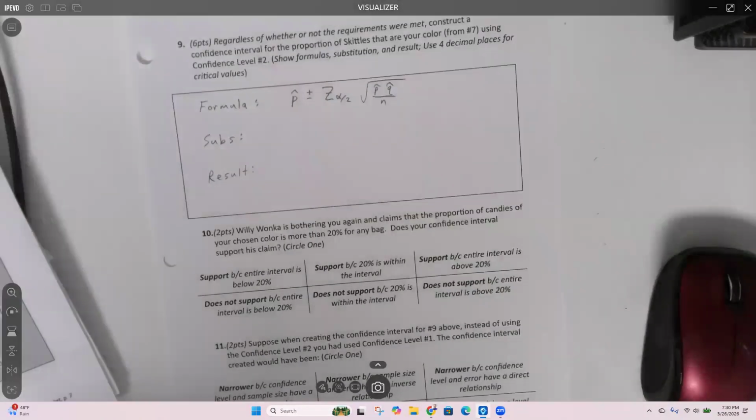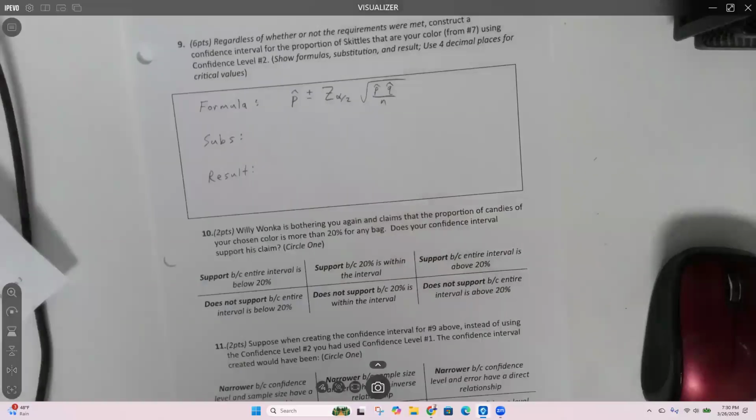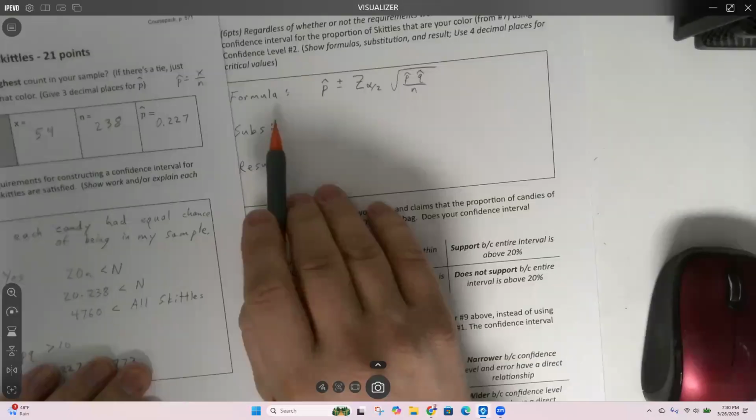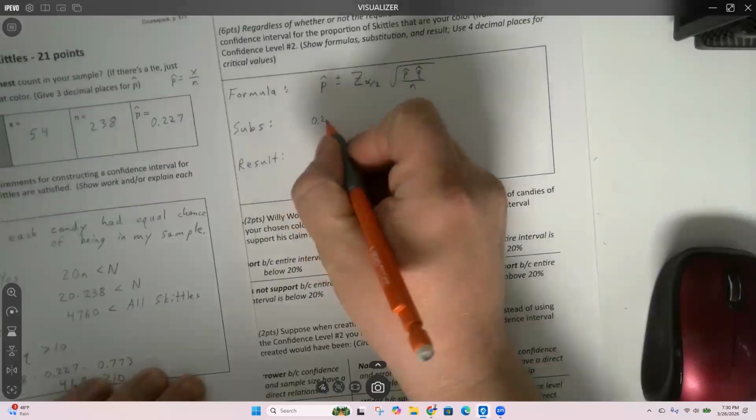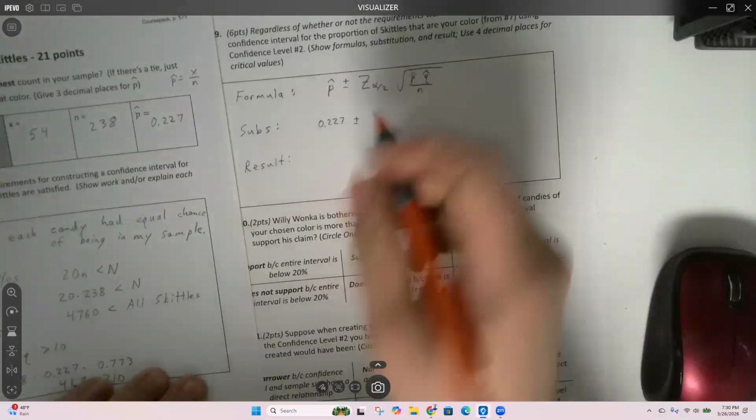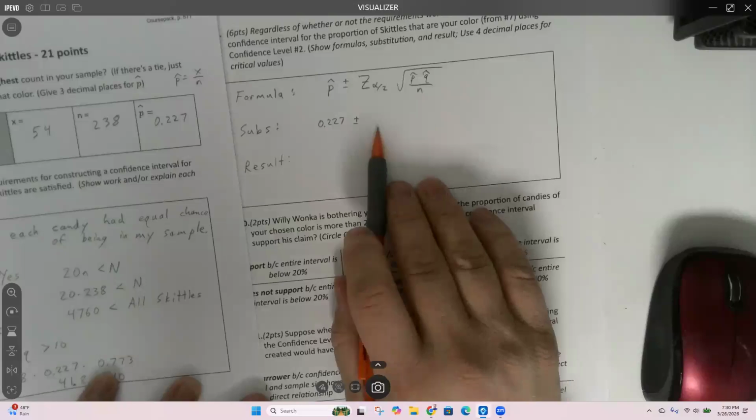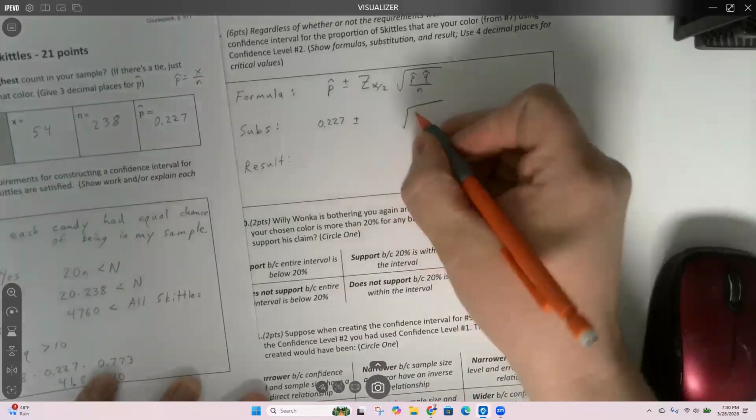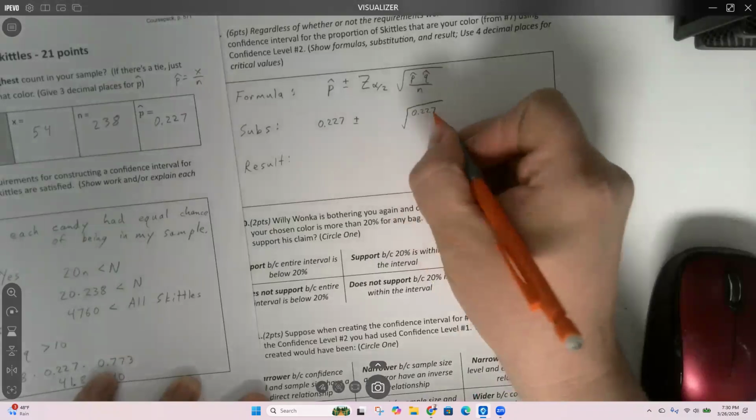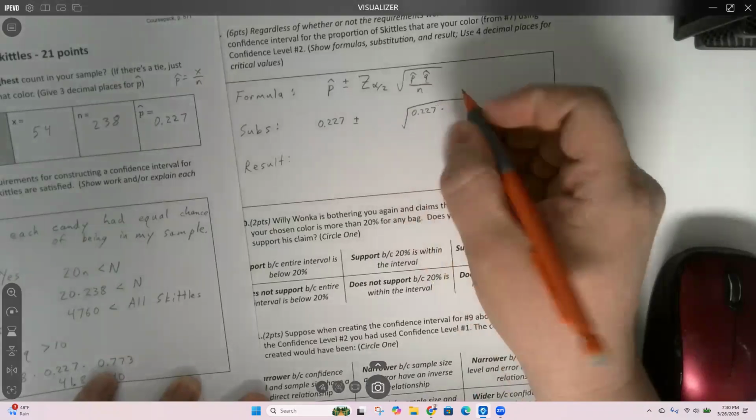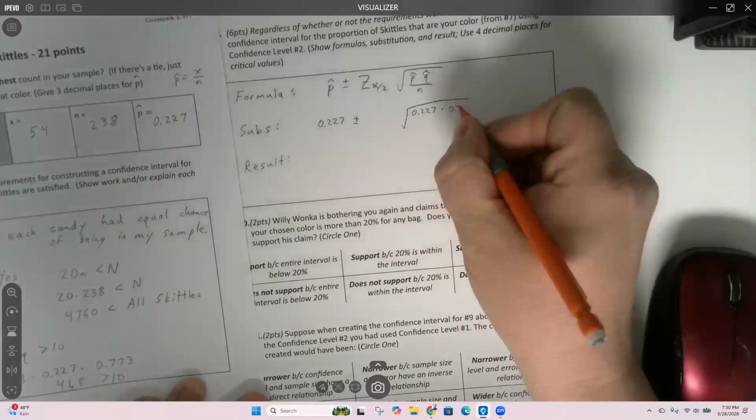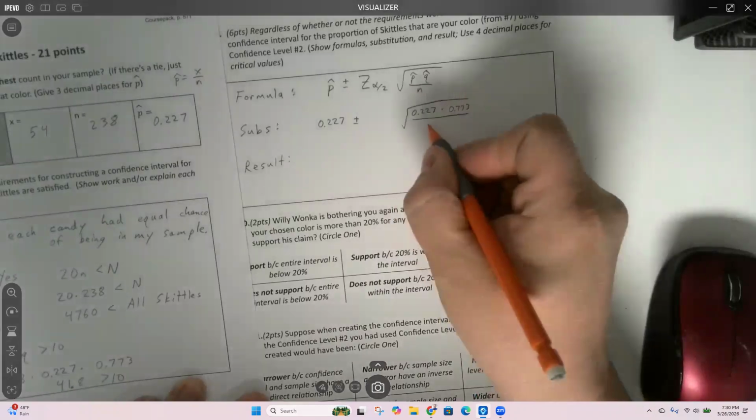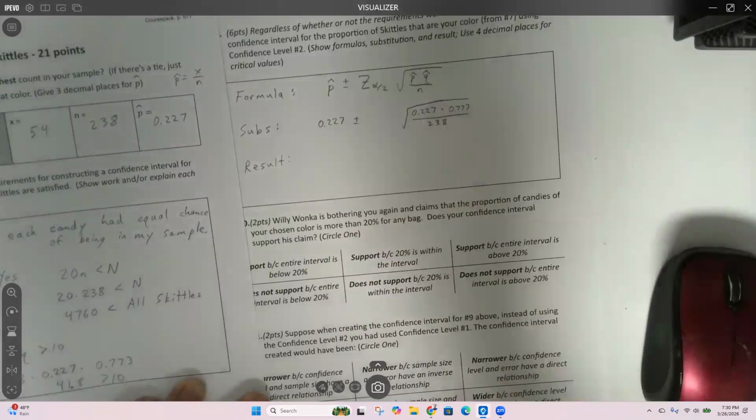Then we'll substitute in our Skittle numbers. My p hat was 0.227. I'm going to leave space for my z alpha over 2 and leave that out for now. P hat 0.227, q hat was 0.773, and my n was 238.